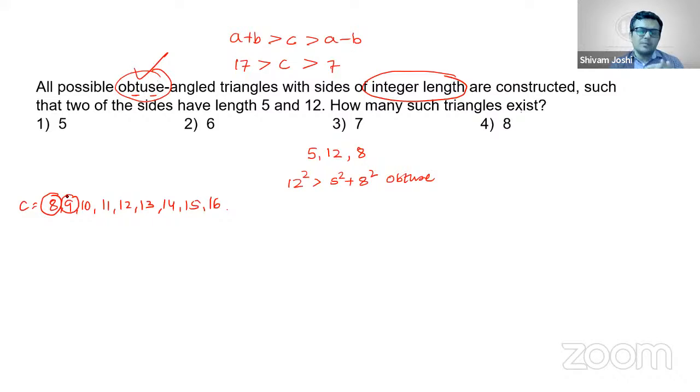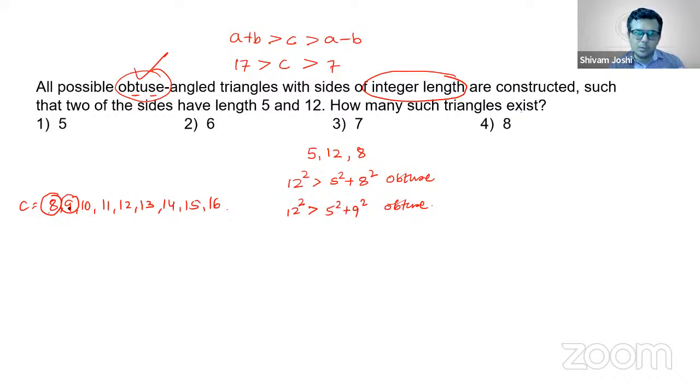Now let's try with 9. Now I have a combination of 5, 12, 9. 8 is gone. Now we are trying with 9. So 5, 12, 9. Still 12 is the longest side. So again, I'm going to compare 12 squared with 5 squared plus 9 squared. 5 squared plus 9 squared is obviously less than 144. I don't have to calculate exactly how much it is. I know it is 81 and 25, which is going to be less than 144. This is also obtuse.